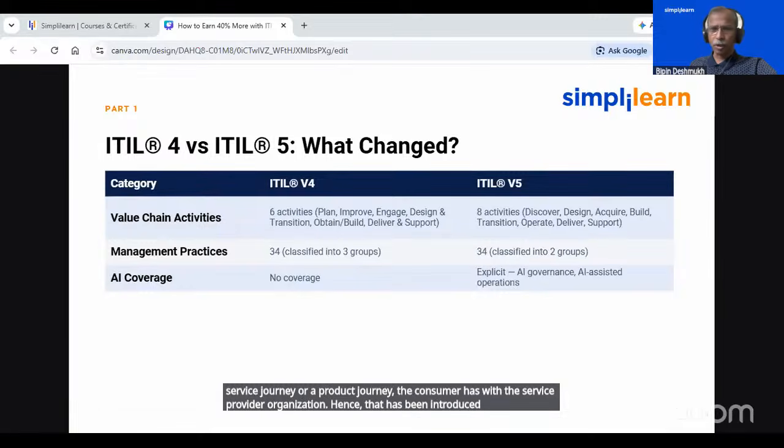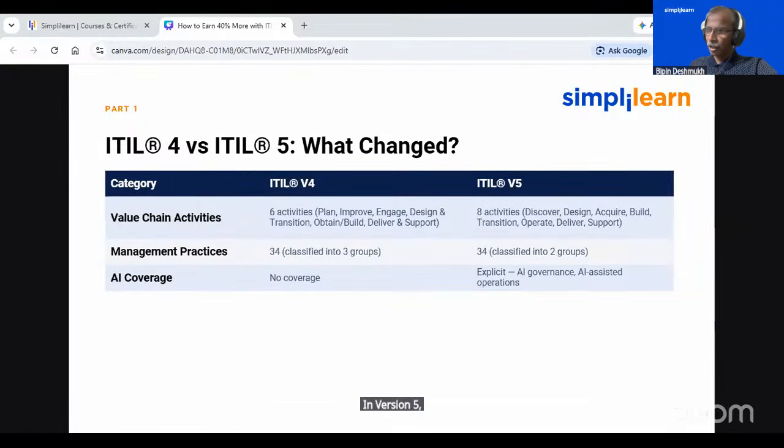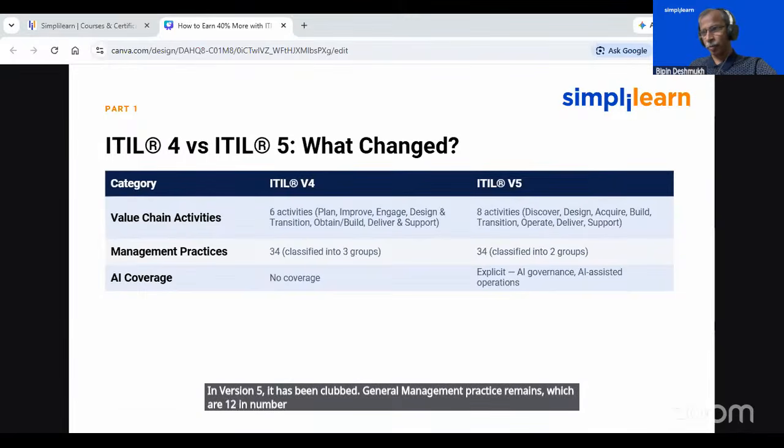In the earlier version, there were around 34 management practices classified into 3 types, which were general management practice, service management practice, and technical management practice. In version 5, they have been clubbed. General management practices remain, which are 12 in number, and 22 practices of products and service management practices, which are focusing more on implementation and delivery of products and services.